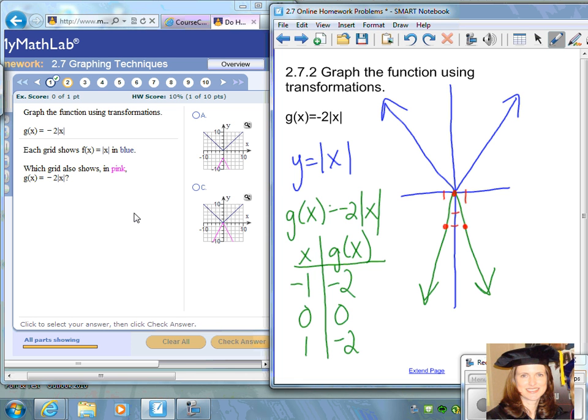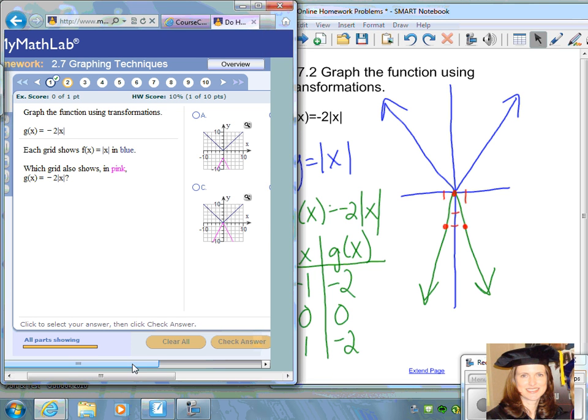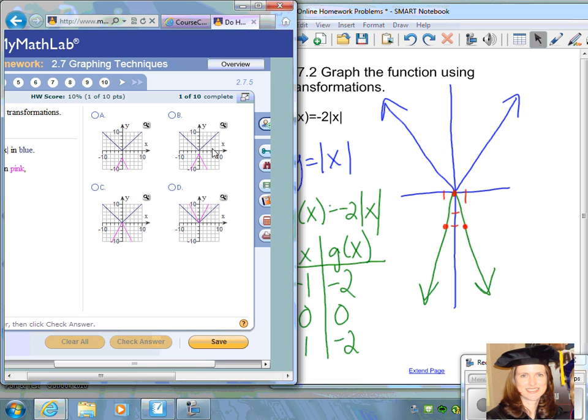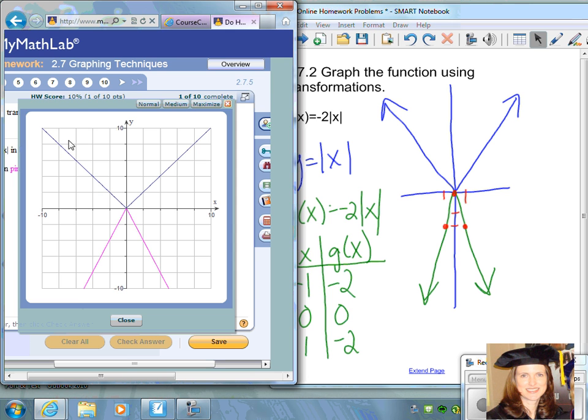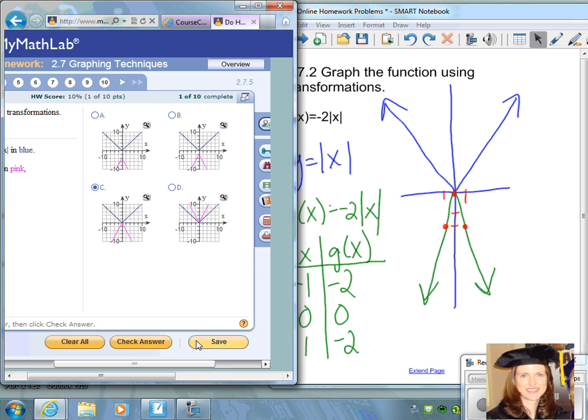You can compare with the choices given. The one that looks most like this is C. Our basic absolute value of x graph is in blue and the new graph is in pink. Select C and check our answer.